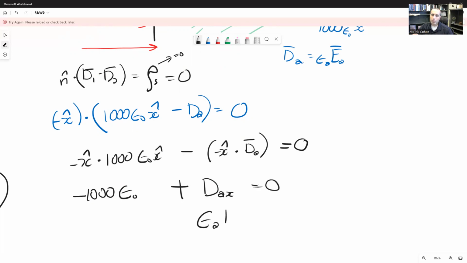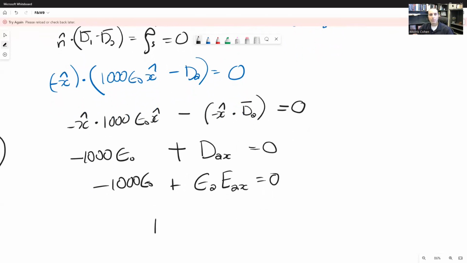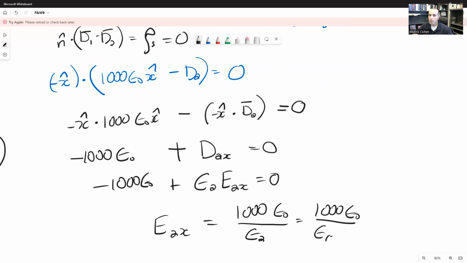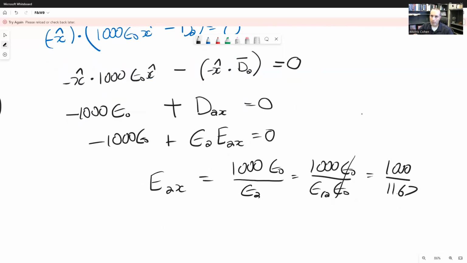Let's replace that with epsilon 2 times E2x. And from here we can get that E2x equals 1,000 times epsilon naught over epsilon 2. Epsilon 2 we can then rewrite as being epsilon r2 times the free space value, and that crosses out. And so this becomes 1,000 over 11.67. And since E2x is the x component specifically, we can now say that E2 equals 1,000 over 11.67 in the x direction. And there we have our answer, right?